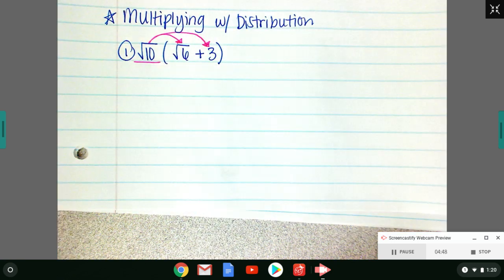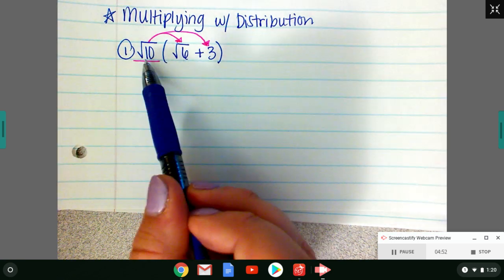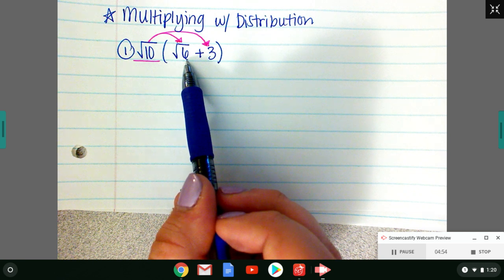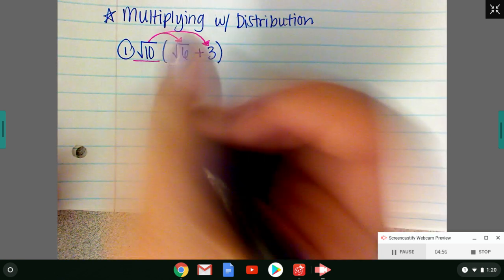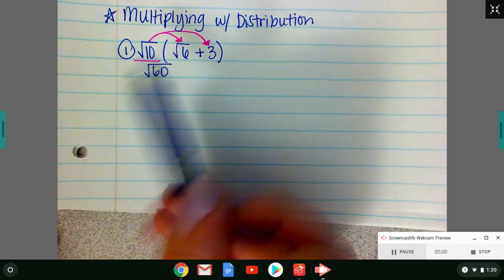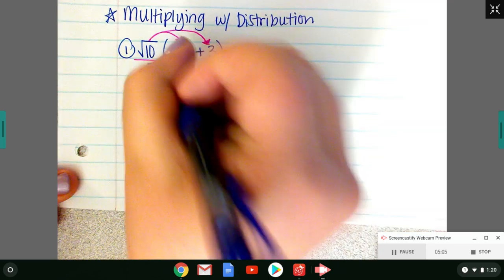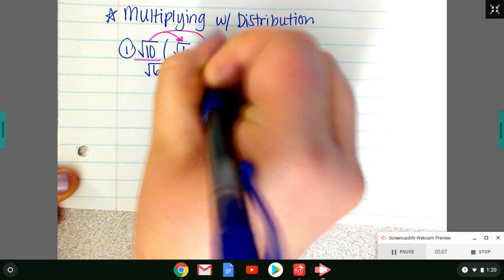So we've got 2 things we'll multiply. So first time, square root 10 times square root 3. I'm sorry, square root 10 times square root 6. They're both under the radical, so they can get combined into root 60. Square root 10 times 3, those are separate. The one's inside, one's outside, so I've got to leave it one inside, one outside like that.